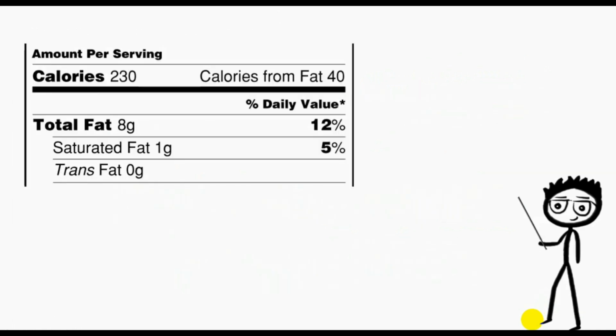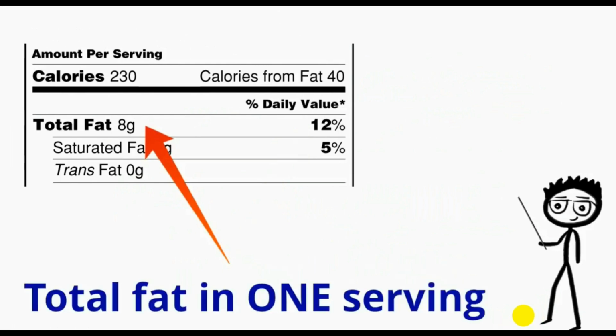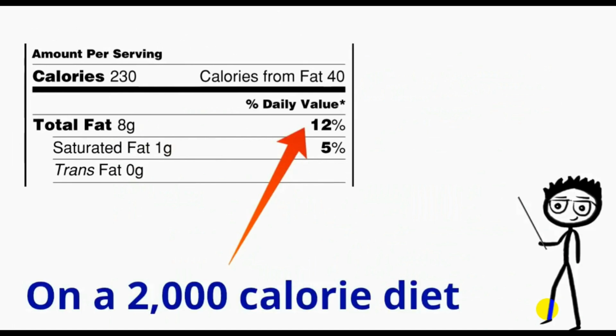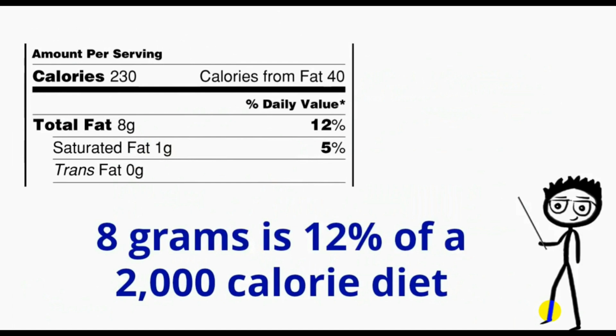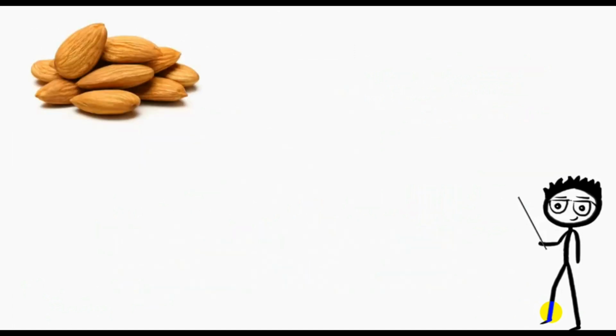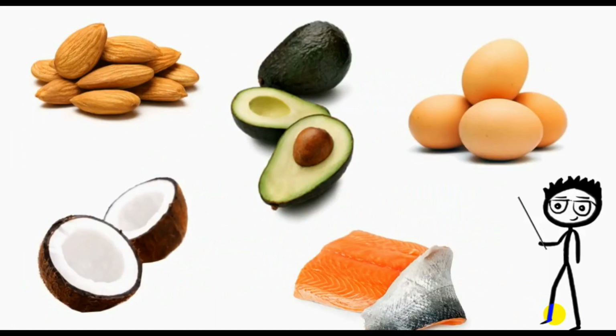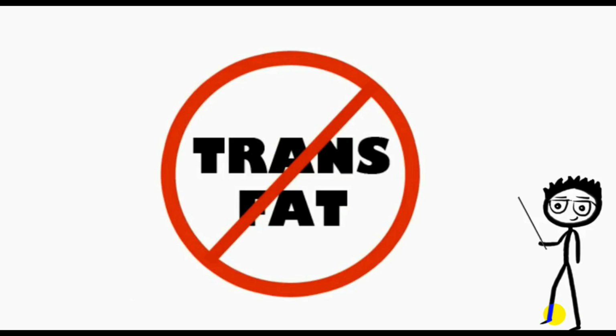Pressing on, you will see the total fat on the package along with the number and percentage on the right-hand side. The number represents the total fat in one serving, and the percentage represents the percentage based on a 2,000 calorie diet. So 8 grams is 12% of a 2,000 calorie diet. I should also remind you that fat is not bad for you, and there are plenty of healthy foods that are high in fat. What you really want to watch out for is any trans fat.